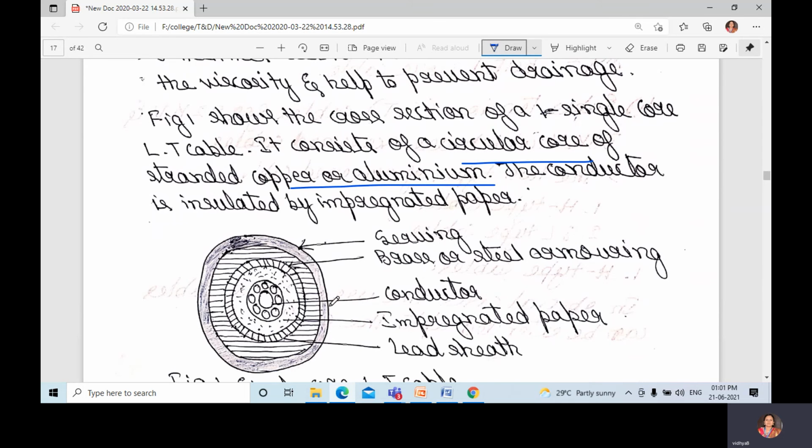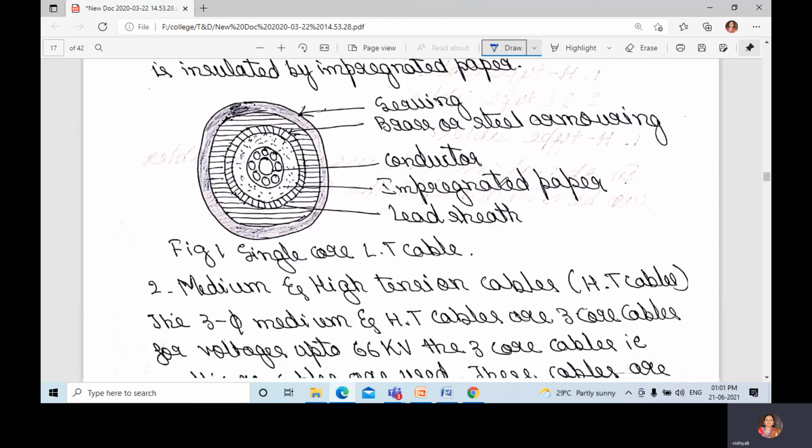This is the impregnated paper, this is the conductor, this is the brass or steel armoring, this is the serving, and this is the lead sheath. The conductor is insulated by impregnated paper. Stranded means these small rounds are there. That is only stranded. It consists of a circular core of stranded copper, or it may be aluminium.